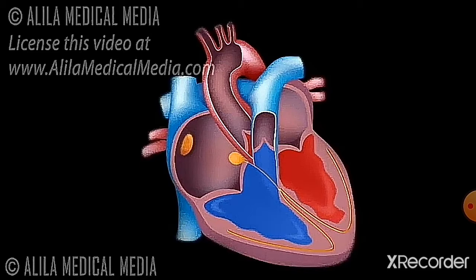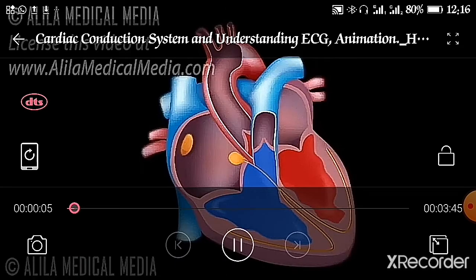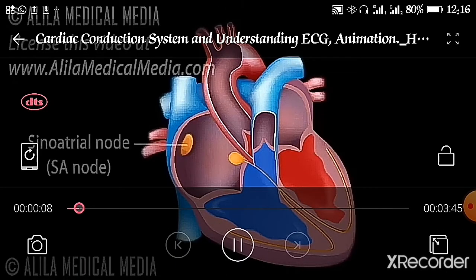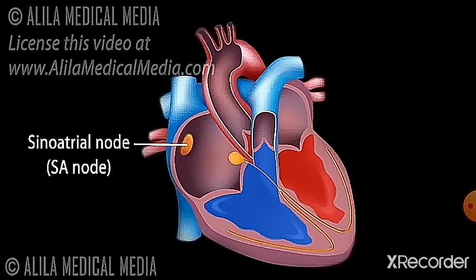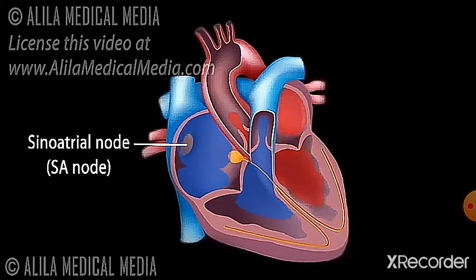So here you can see there are four chambers. At the upper side there are a pair of atria, and at the lower side there are a pair of ventricles. From the bottom side the inferior vena cava is coming, and from the upper side the superior vena cava is coming. At this point you can see the natural pacemaker, which is called the sinoatrial node, from which the firing of electrical impulses is generated.